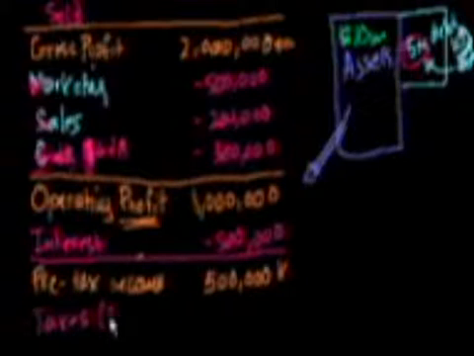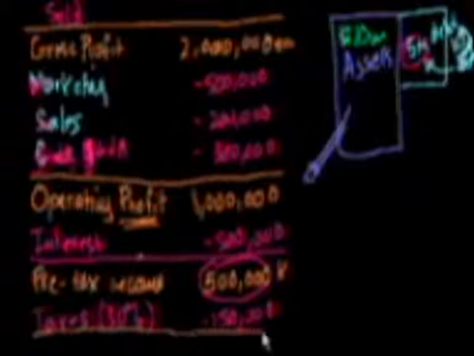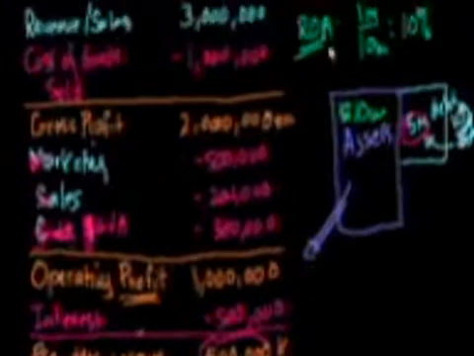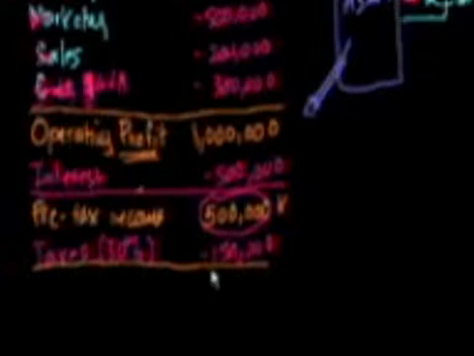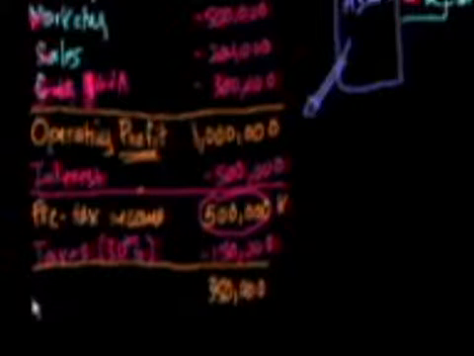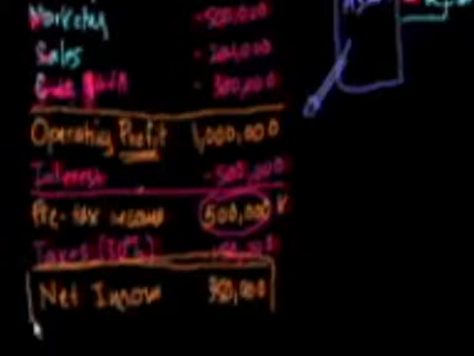Taxes. Let's say that it's a 30% corporate tax rate. So you're going to take 30% of this number right here. 30% of $500,000 is $150,000. And then we are done. We finally have paid off everybody we need to pay off. So we started off with $3 million up here. We kept paying a bunch of expenses. And now we're left with $350,000 of net income. And this is what goes to the owners of the company, this net income right here.